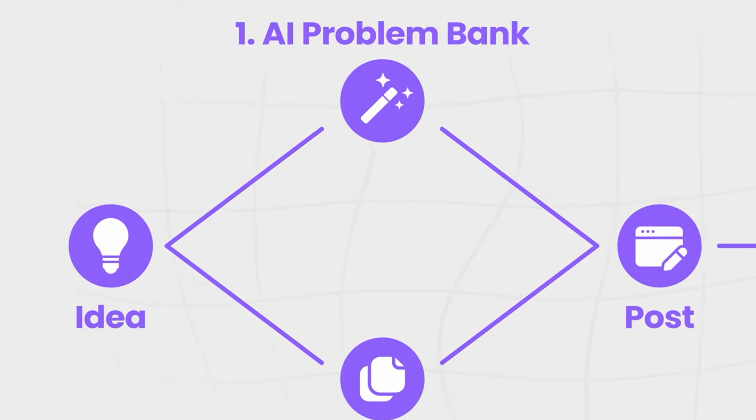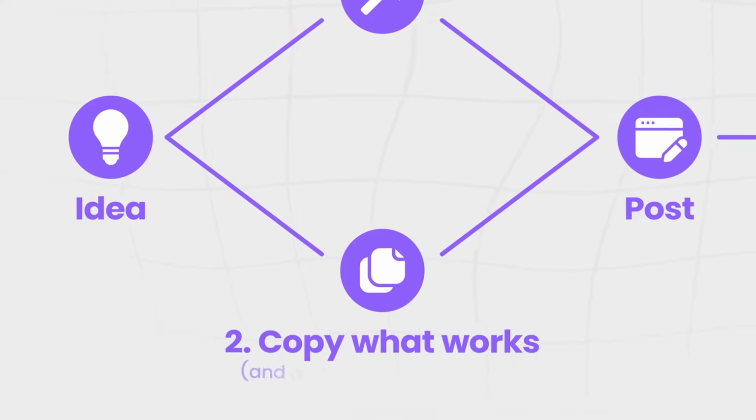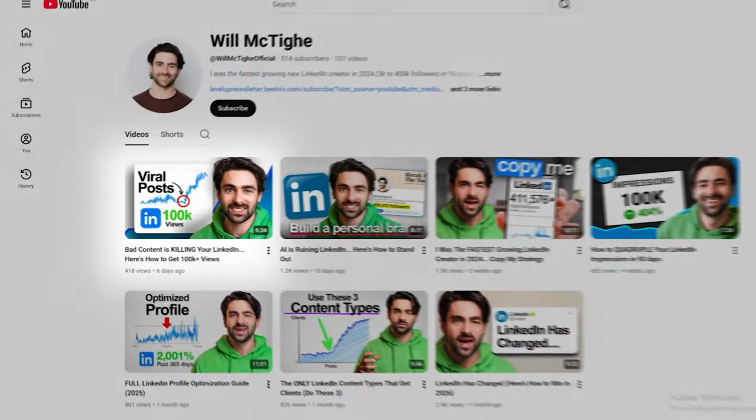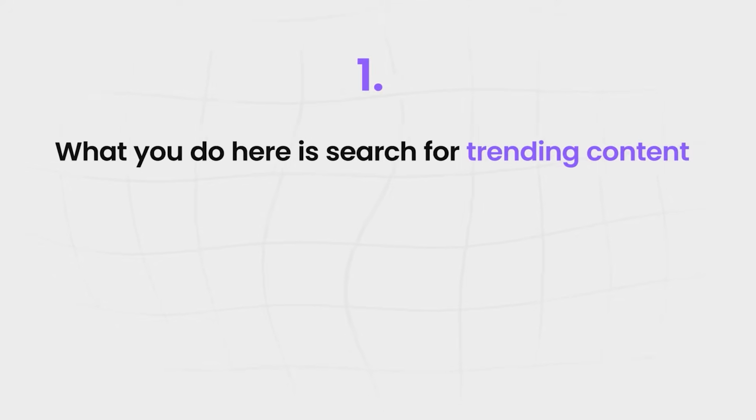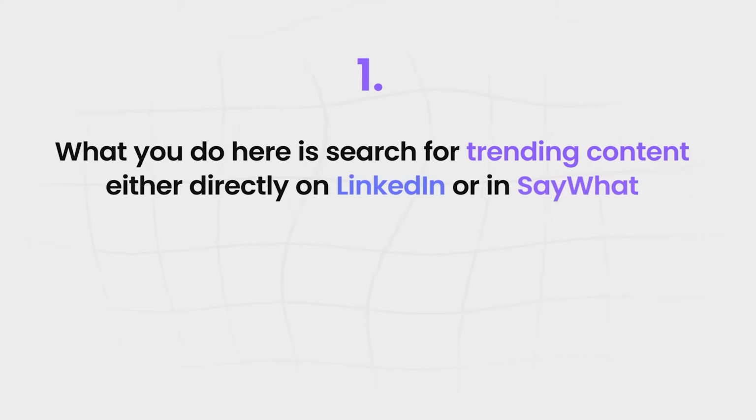So now on to method 2. Look at what performs well and adapt that to your niche. I've done a whole video just on this topic because it's such an important principle, but I'll explain it here again. What you do here is you search for trending content, either directly on LinkedIn or in Say What.